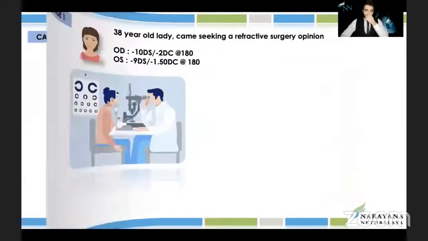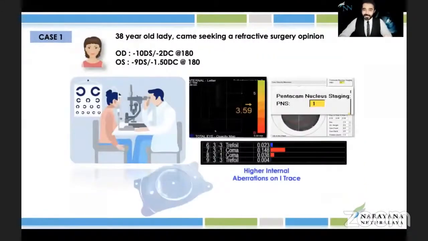But when we look closer at the scans, we realize the Pentacam picked up a PNS of 1. So that means in our busy OPD, there's a very high chance that you can miss out these subtle changes of cataract in the lens. So please take your time when you see the patient at the slit lamp. Make sure you don't miss out these small things, because once you're done with the surgery and you explain to the patient that they already had a preoperative cataract, the patient will not be convinced at all.